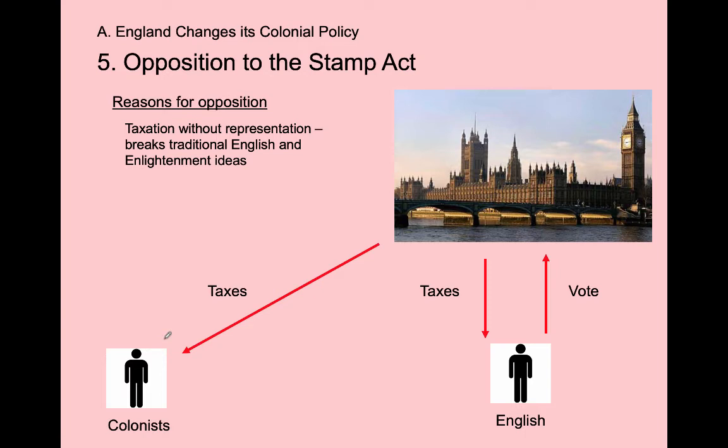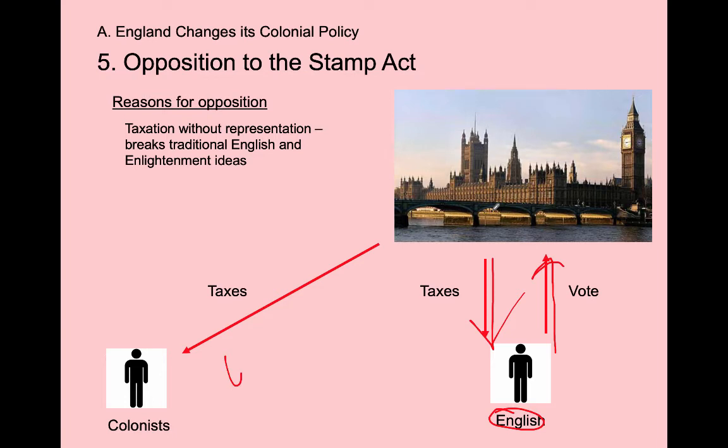So let's take a look at this diagram, right? If you're an English citizen living in England, what you have here is that in England, you vote for politicians. These politicians, it's representative democracy, pass laws, create taxes, and run the government. And if those members of Parliament are doing a bad job, well, then when it's time to vote again, you vote them out of office because you don't like that they raised your taxes or passed some law. Representative democracy is the idea that the people themselves control their government through their representatives. And if taxes are too high, well, we're going to vote them out of office.